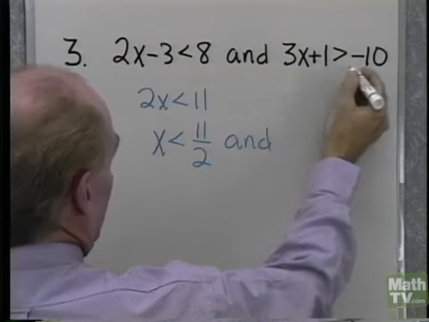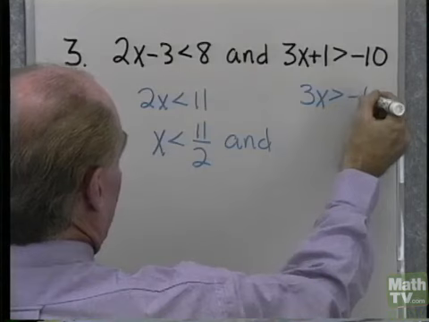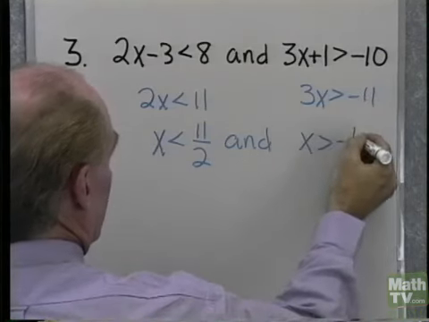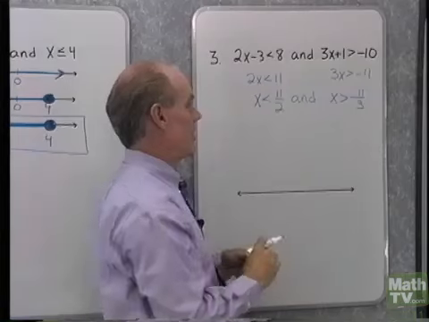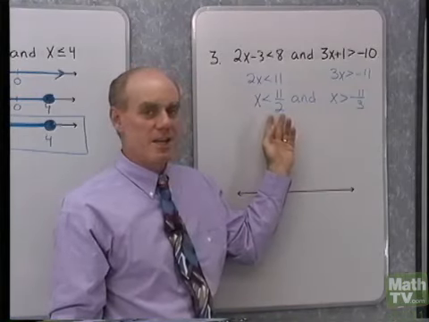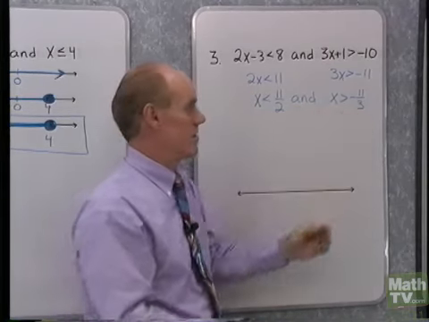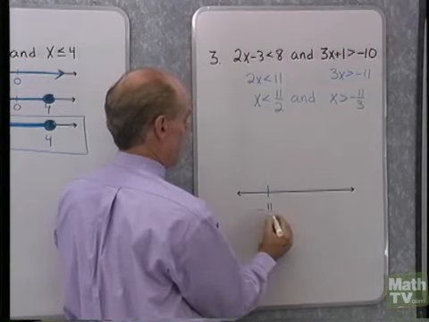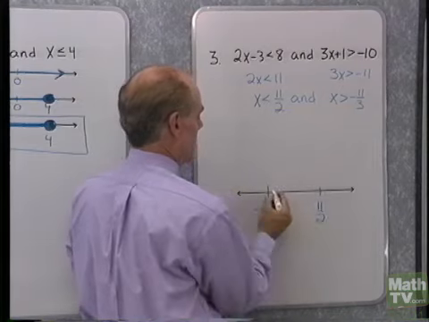Here I'll add -1 to both sides and get 3x greater than -11. Divide both sides by 3. X is greater than -11/3. So I want all the numbers on the number line that are both less than 11/2 and also greater than -11/3. So -11/3 I'm going to write down here, and +11/2 I'm going to write up here.